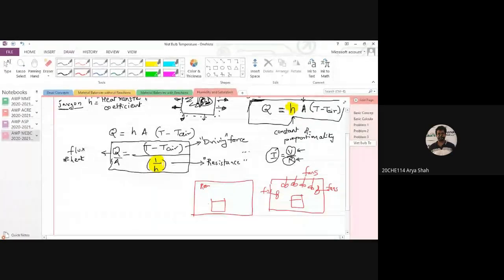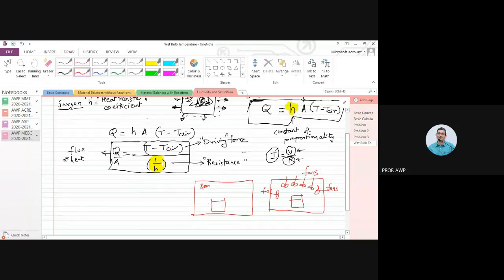The one with fans. Second one, correct. Now, why is that? Area is the same, driving force is the same. Both had, let's say, initially 80 degrees centigrade. This also at 80 degrees centigrade. This air also is at 30 degrees centigrade. This air also is at 30 degrees centigrade.